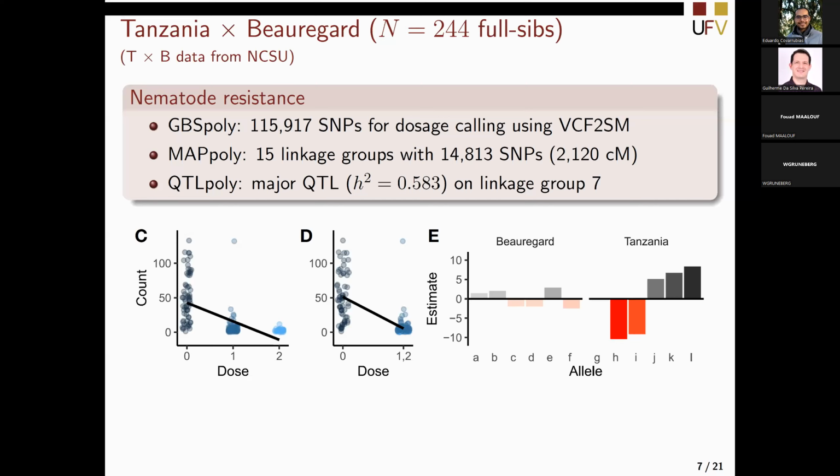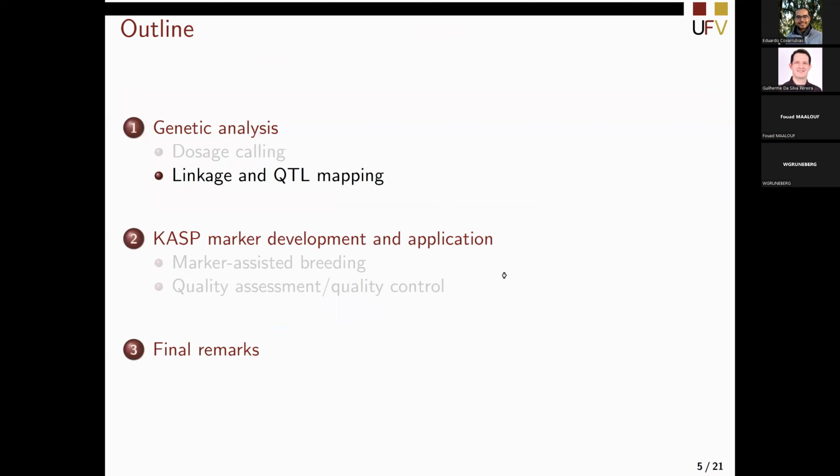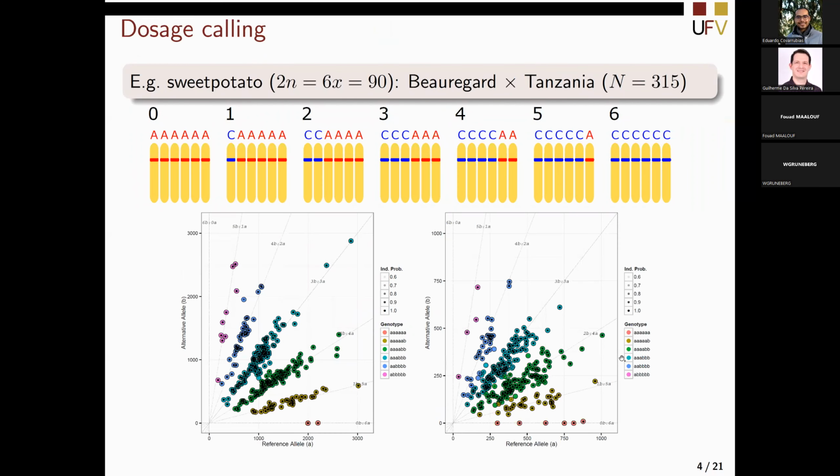There is another question, a bit more technical. They are asking, many thanks for the presentation, Guy. Dosage calling is performed at the population instead of the sample level. In this sense, the read counting for each sample must be similar to ensure correct clustering of genotype calls. Is it possible to perform the dosage calling if you have different read depth among your population samples?